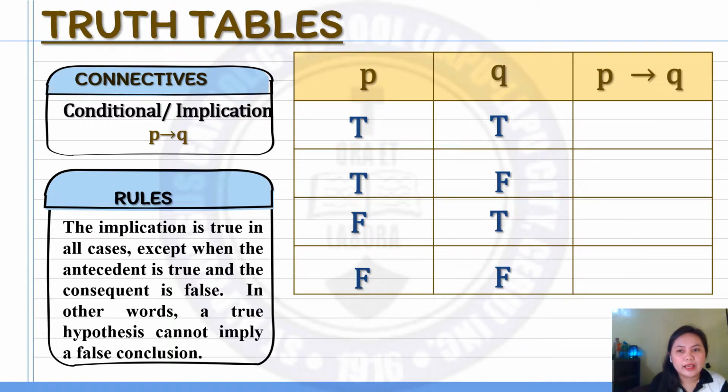If P is true and Q is true, the implication is true. If P is true and Q is false, the implication is false. Next, if P is false and Q is true, then the implication is true. And if P is false and Q is false, the implication is true.